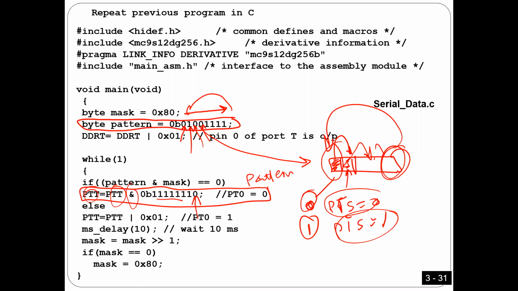And here, I'm going to output the result on PT0, because it's the first bit on port T, PT0. Okay, this is how you can output 0 if you need to output 0.